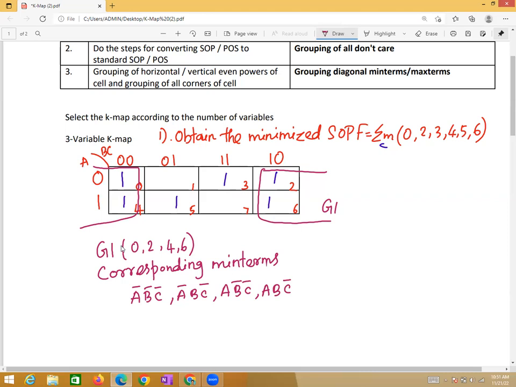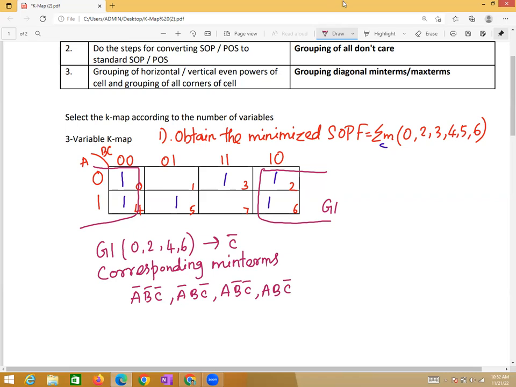Out of these 4 expressions, we should take only the common terms. In these 4 expressions, C bar is common. So the common term is C bar, and we write it here. Similarly, we go for the next grouping.